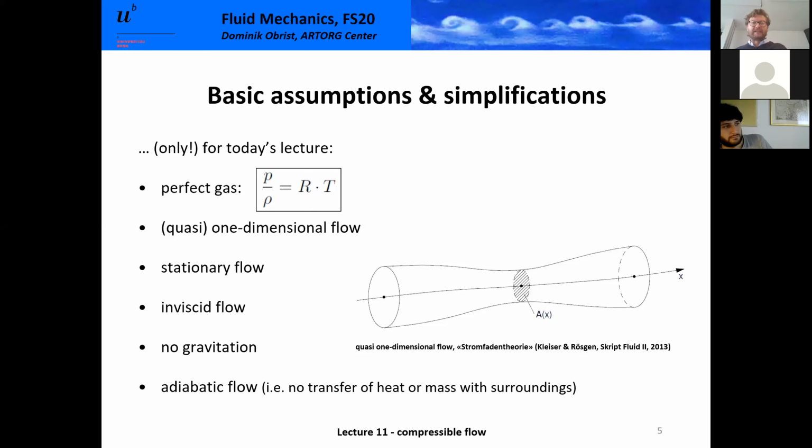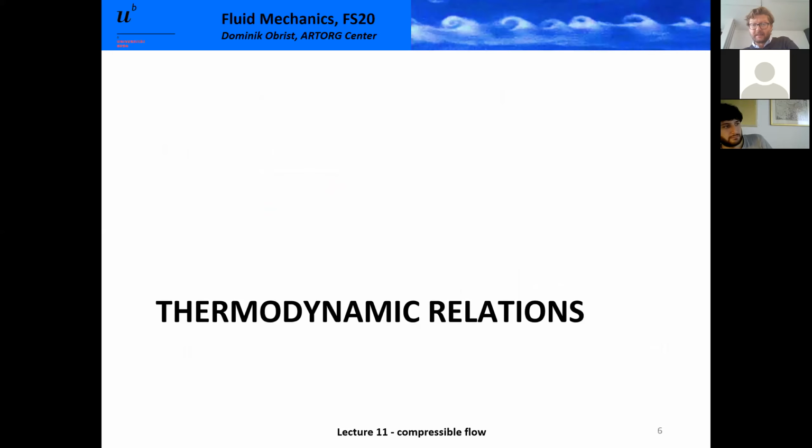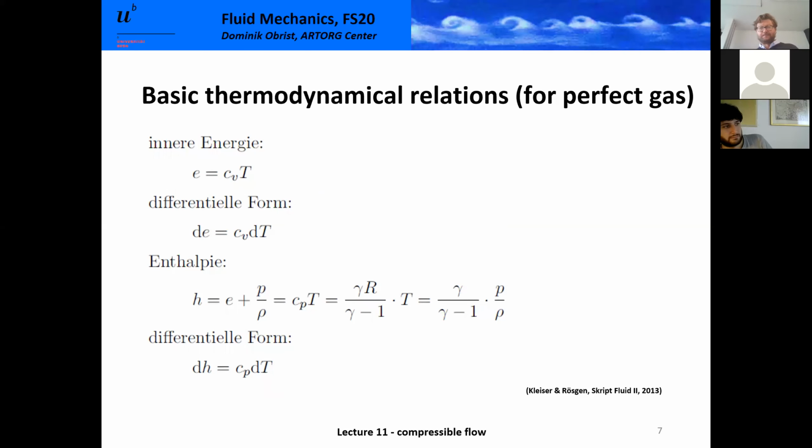Flows that behave like that, especially when they're inviscid, are so-called isentropic flows. And I'm going to come back to what isentropic means, but it will be very helpful in the following derivations because we're going to consider the entropy, which is a thermodynamic quantity, as a constant. Okay, let me go on after these basic assumptions to a few basic thermodynamic relations.